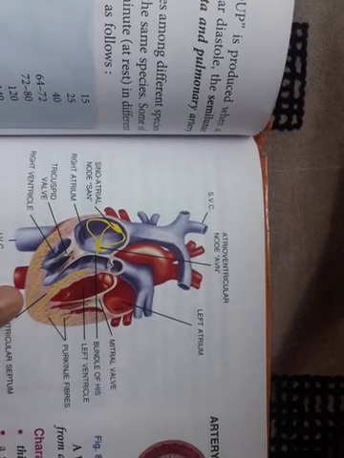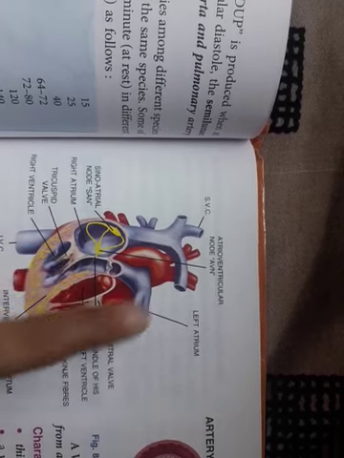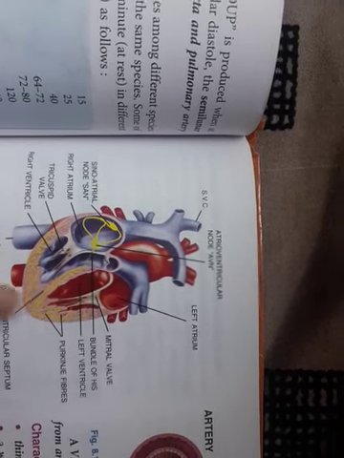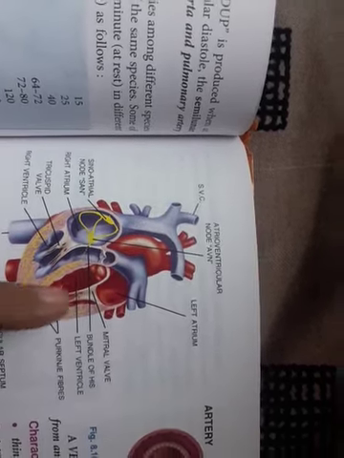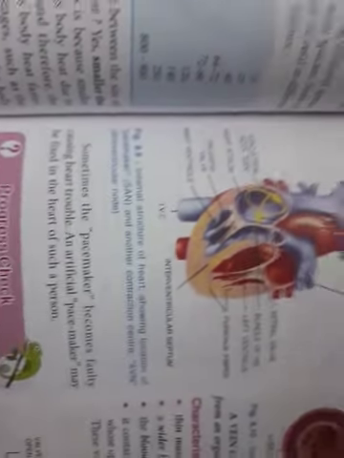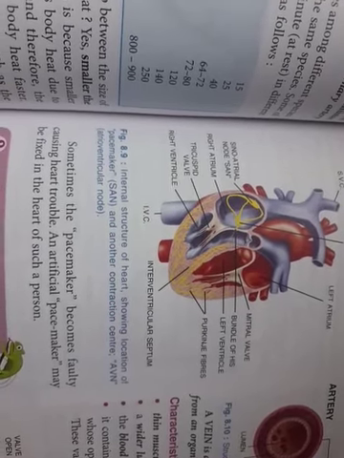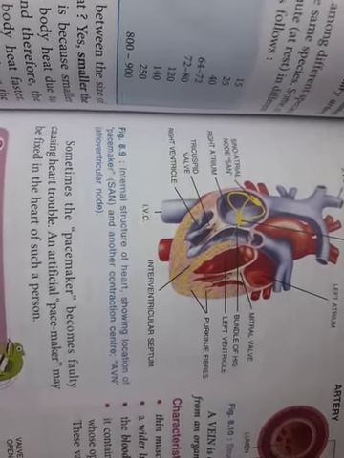The bundle of His contains Purkinje fibers, and together they form a network of fibers near the ventricles and conduct the impulses to every part of the heart. Now, sometimes the pacemaker becomes faulty and causes heart trouble. Then an artificial pacemaker may be fixed in the heart of such a person.